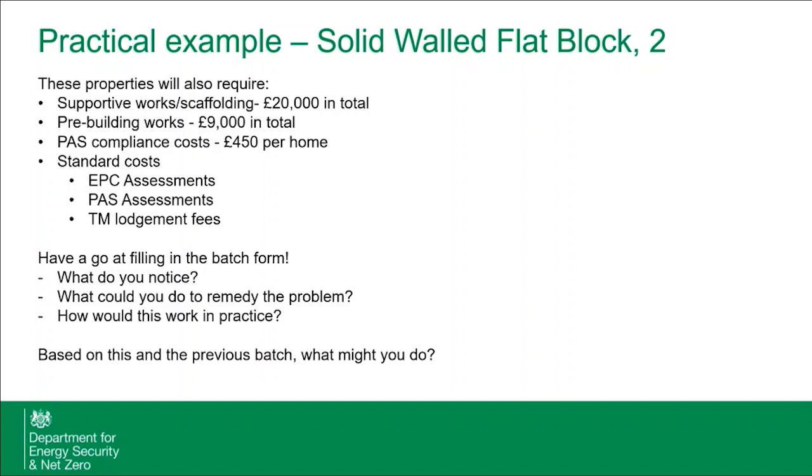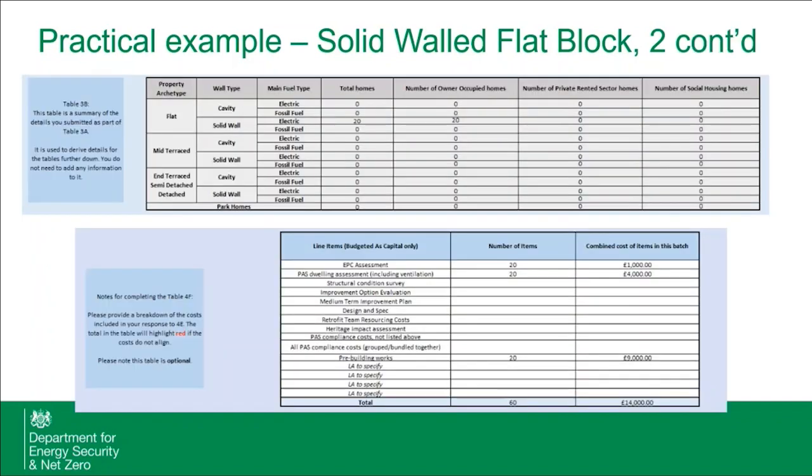So this will also require, as part of the solid wall installation, some supportive works and scaffolding, which will cost 20k in total. Pre-building works of £9,000, PAS compliance costs of £450 per home, and of course the standard costs of £350 per property. In the first instance, we would fill in our housing stock assessment, which is just 20 solid walled flats.